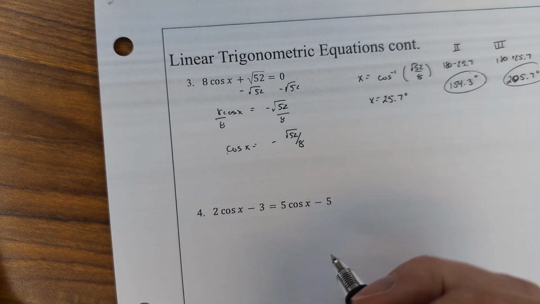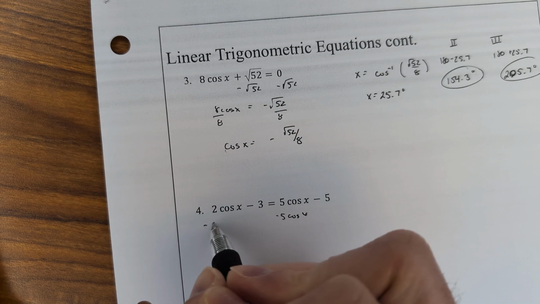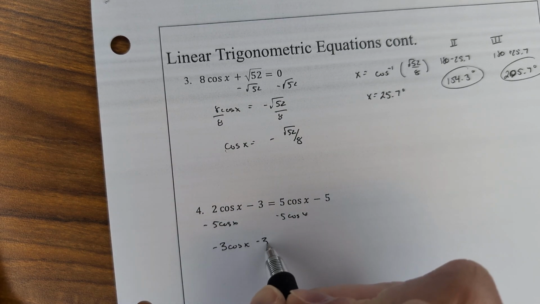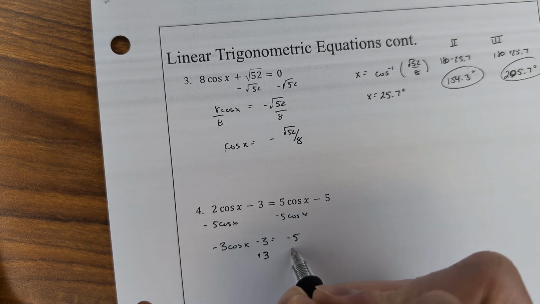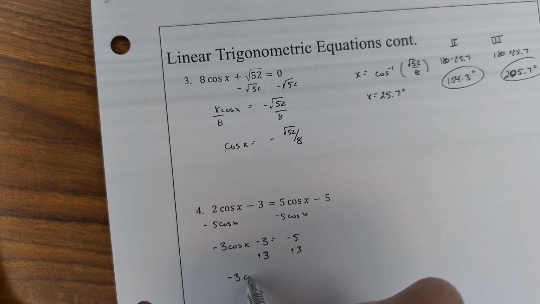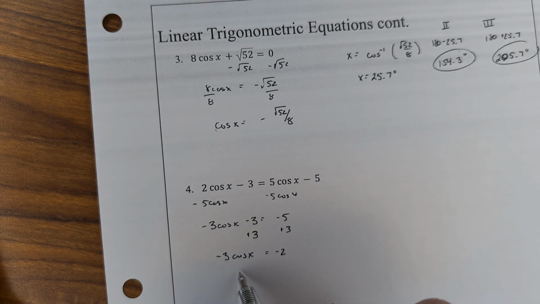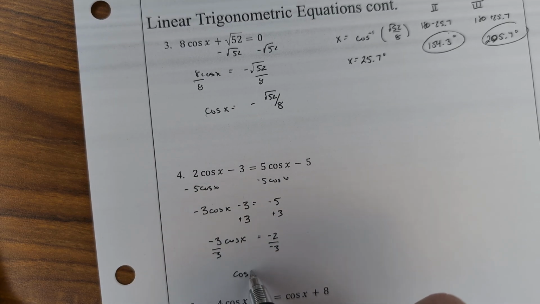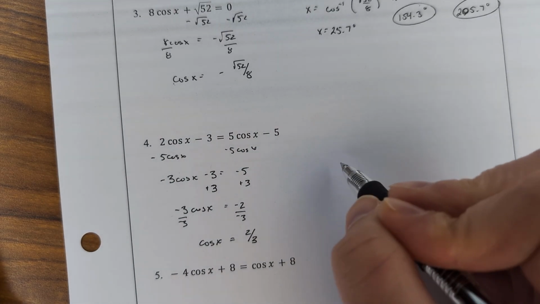Okay, so 4 is kind of like 1. We've got to move all of our trig functions to one side, so let's bring them all to the left. So -3 cosine x minus 3 equals -5. Add the 3 to both sides. -3 cosine x equals -2. And then divide both sides by -3. So the cosine of x is equal to 2/3. Probably want to leave it as the fraction, don't make it a decimal.